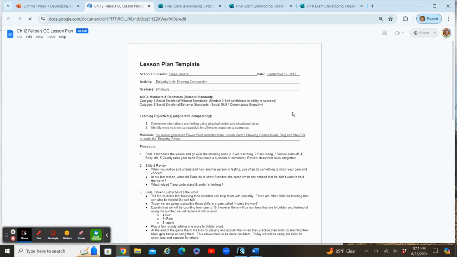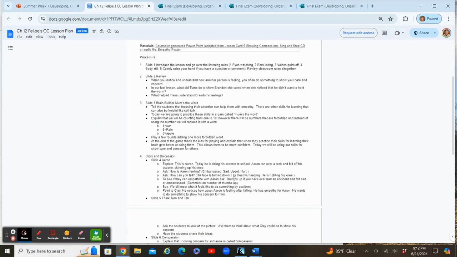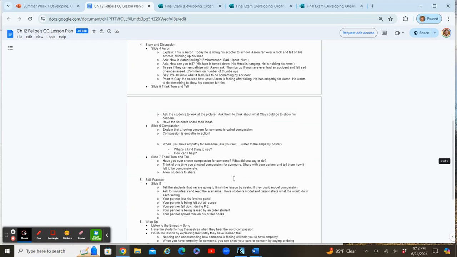If you haven't written lesson plans before, you want to make sure, especially as you first start out, that you are writing down what the activity is and what the grade level is. You're going to write down your ASCA mindsets and behaviors, or if you're using other standards like CASEL, make sure you include that. You want to include your learning objective, what materials you need, and then the procedure. The procedure can get pretty specific, but if you use a presentation, you can just go slide by slide and talk about what you are going to do.